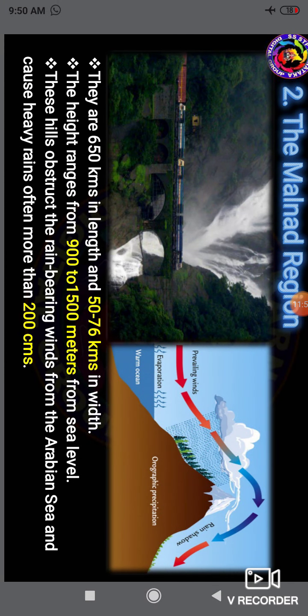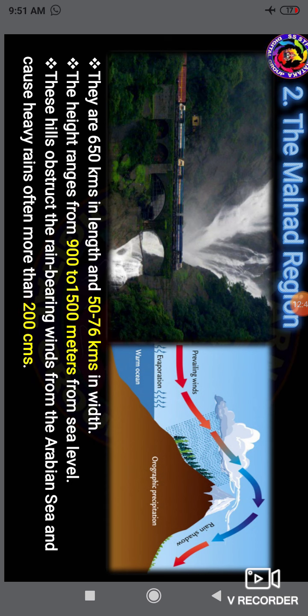They are 650 kilometers in length and 50 to 76 kilometers in width. The heights range from 900 to 1500 meters above sea level. These hills obstruct the rain-bearing winds from the Arabian Sea and cause heavy rains, often more than 200 centimeters.